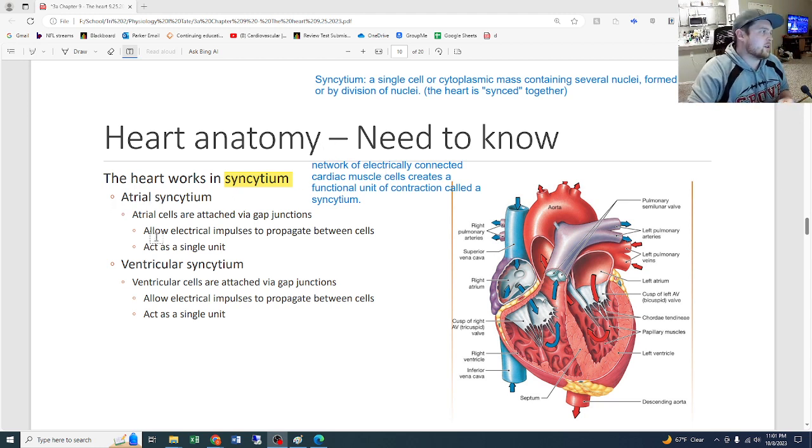So with atrial syncytium, the atrial cells are attached via gap junctions. They allow electrical impulses to propagate between cells, and they act as a single unit. The ventricular syncytium, ventricular cells are attached via gap junctions. They allow electrical impulses to propagate between cells, and they act as a single unit.